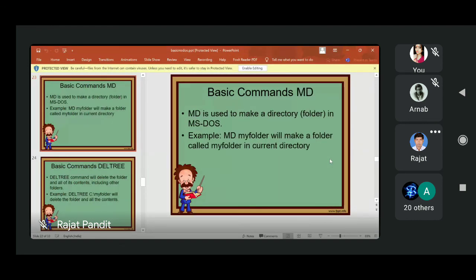So basic command MD. MD is used to make a directory. So you know that you can make a directory in DOS. In Windows, just right click and then new folder. So you can make a folder, or you can also make a directory. If I use MD instead of CD, it is used to make a directory, a folder. In MS-DOS, for example, MD myfolder will make a folder called myfolder in the current directory.